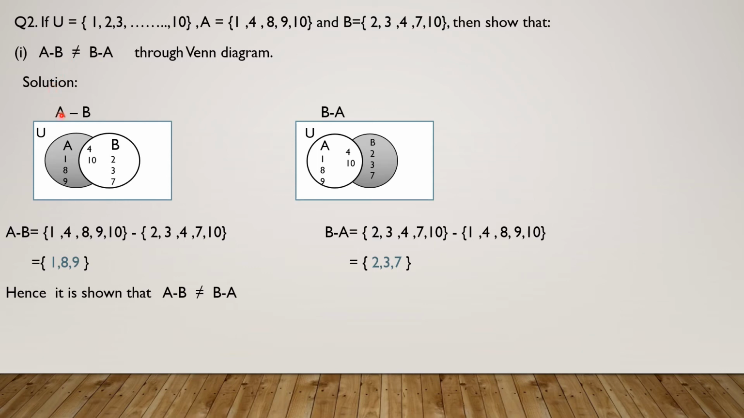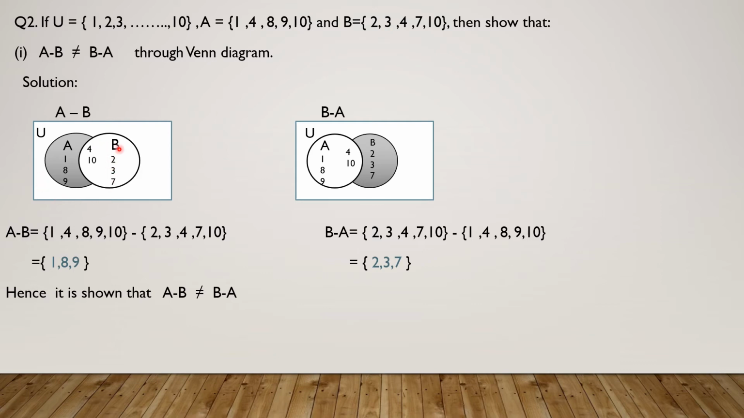Let's start the solution. First of all, students, we will make the diagram of A minus B. How? Draw a rectangle, then draw two sets A and B. First of all, see whether your sets A and B are disjoint or overlapping. See if there is anything common between them. 4 is present in the first set, 4 is also here. Any other thing which is common? Yes. 10 is present over here, 10 is also present over here. This means these are overlapping sets, because there are two elements common between them.